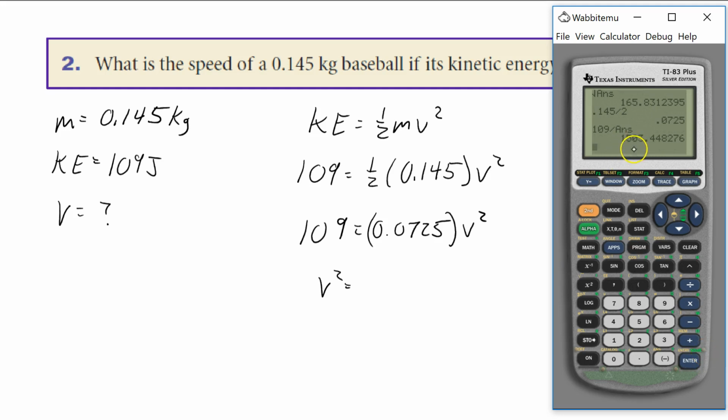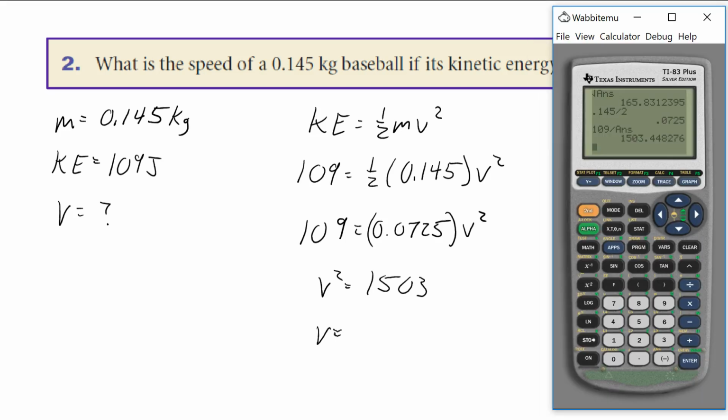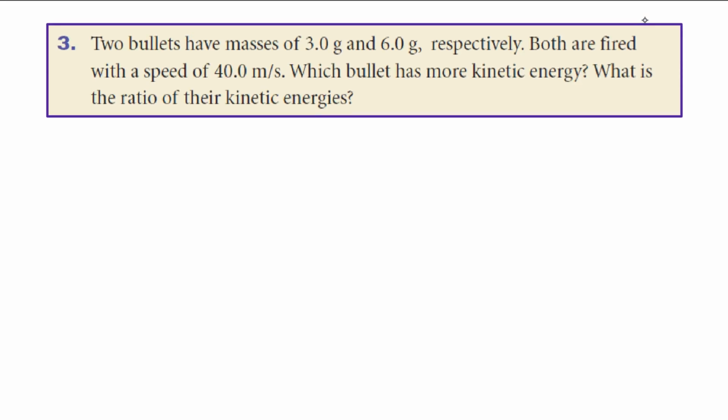All right, so you get 1503, and now we take the square root of that. Again, you could do second square root, second answer instead of retyping this number. And then you get the benefit that you don't have to round. You're taking the square root of whatever's in the calculator, that big long decimal, so your answer is more precise. So you should get 38.8 meters per second. All right, the more you know. You got to know how to use those calculators. That's the benefit of using the actual calculator instead of your phone.